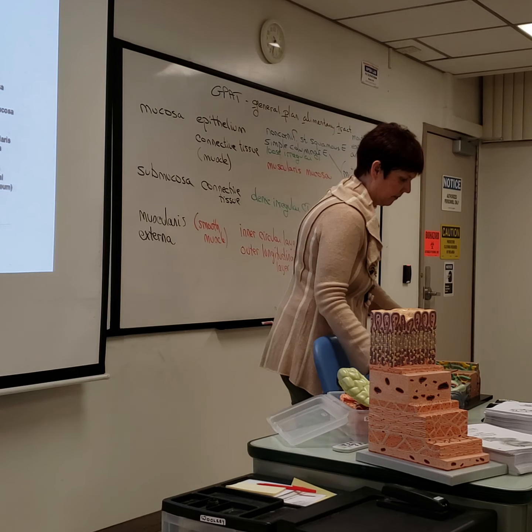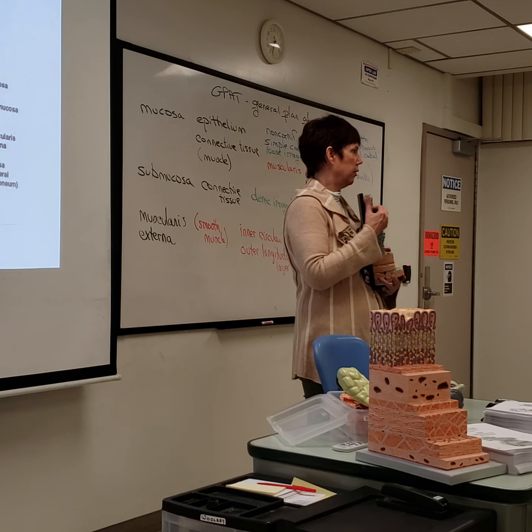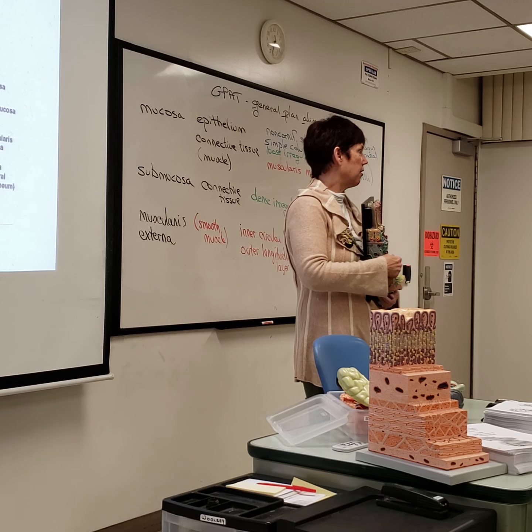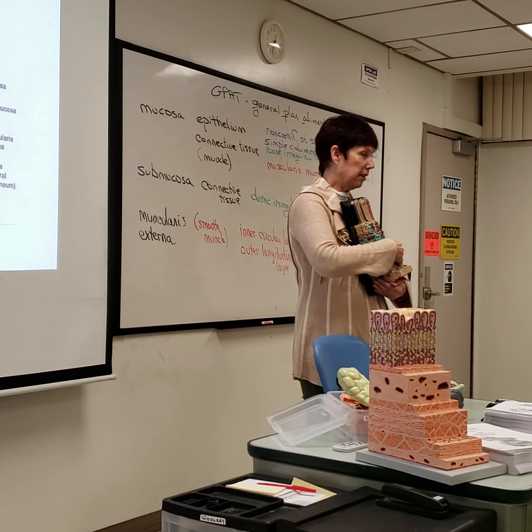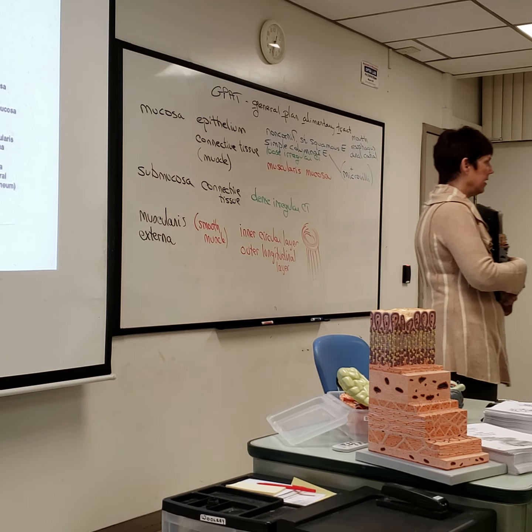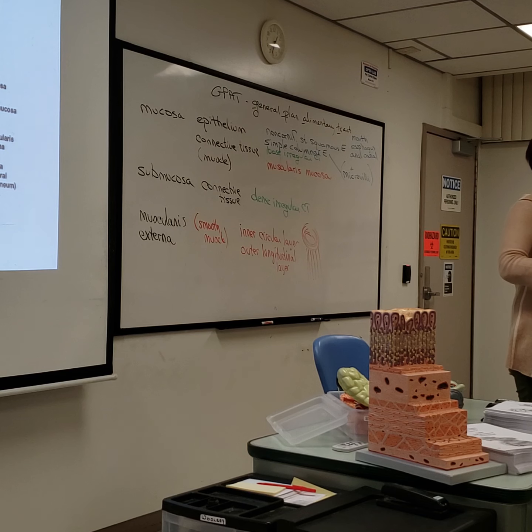Inner circular is the closest to the lumen, and that's why it's called inner. And then we have the outer longitudinal. Here it looks like the muscle cells are cut in cross section, but if I turn it around, they're cut in longitudinal section. That's because in the bottle, we're either cutting it in cross section or longitudinal.